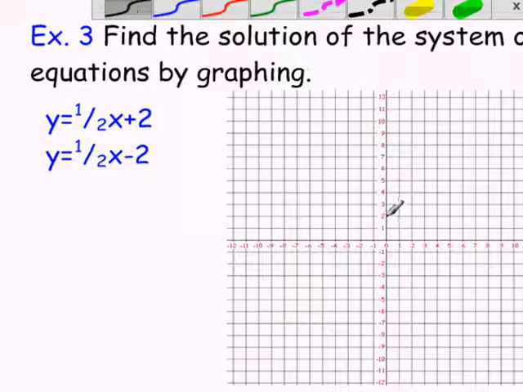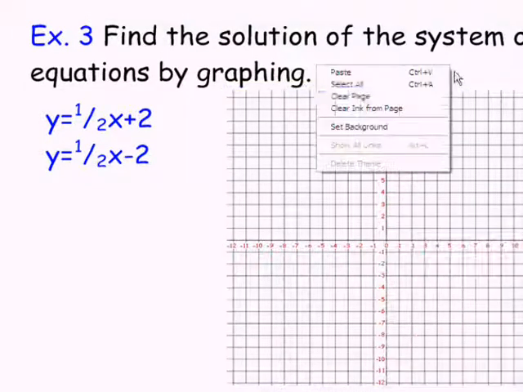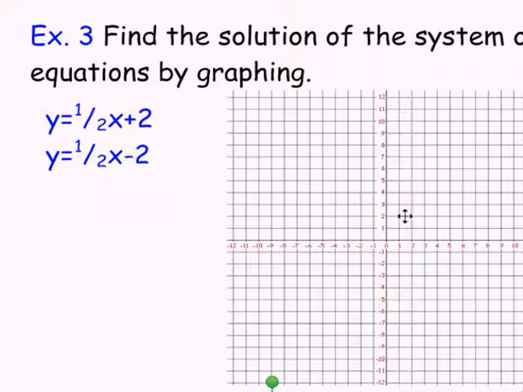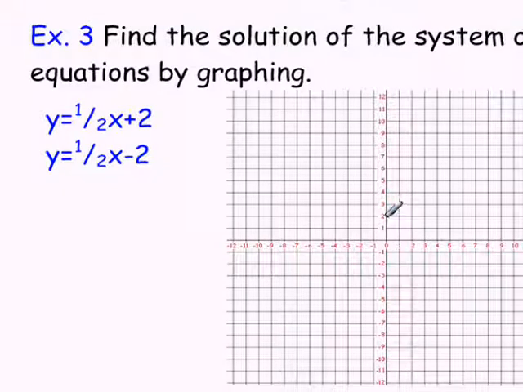My intercept is at plus 2. My slope is 1 over 2. So that'll make me several points there. Now I'm ready to draw my line.